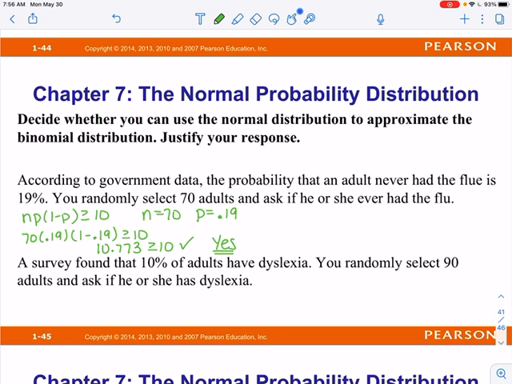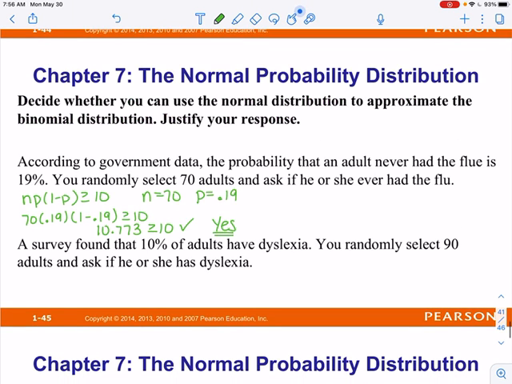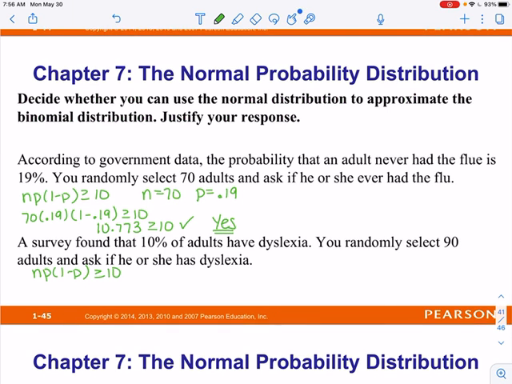For the next one, a survey found that 10% of adults have dyslexia. You randomly select 90 adults and ask if he or she has dyslexia. Same formula. n times p times 1 minus p, and we want to know if that's greater than or equal to 10. Your probability here is 0.10.